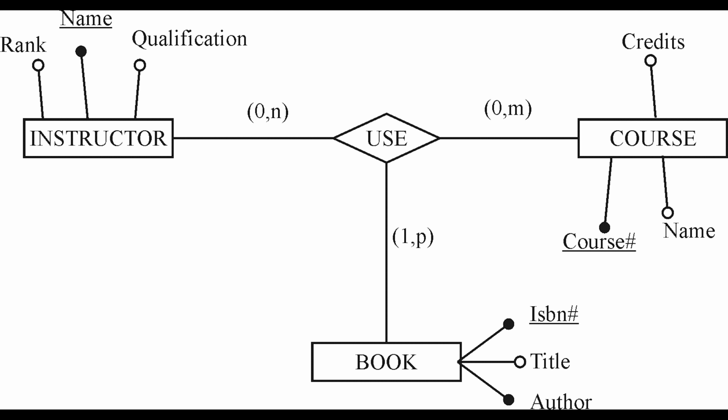Here's an example. We have 3 entity types, instructor, course, and book. And we have the relationship rhombus in the center, use. Instructor has the attributes name as its unique key attribute type, and rank and qualification attribute types. And then we have course entity type with course number being the key attribute type with credits and name attribute types. And the book has ISBN number as its key attribute type with title and author attribute types. It's great to create a ternary relationship for these 3 entity types because you want to know what book to use for a specific instructor as well as know what course that the instructor can teach.